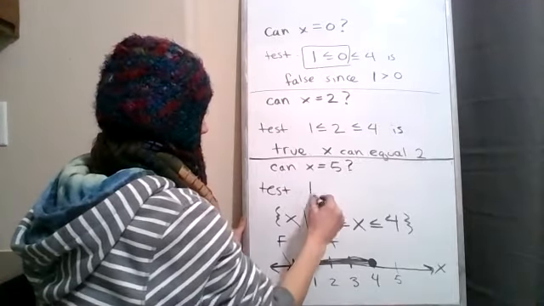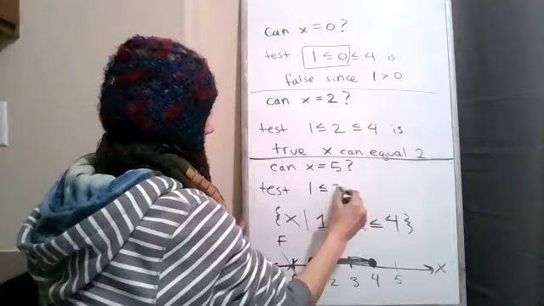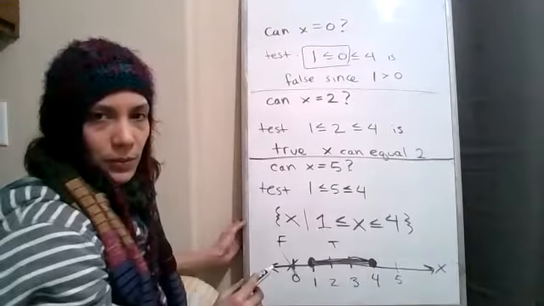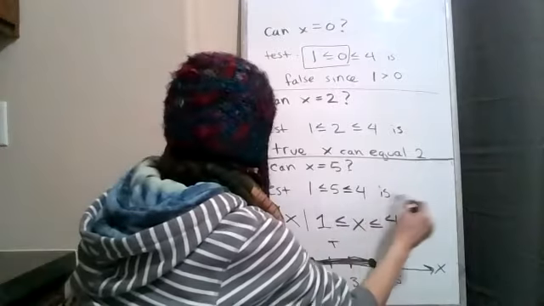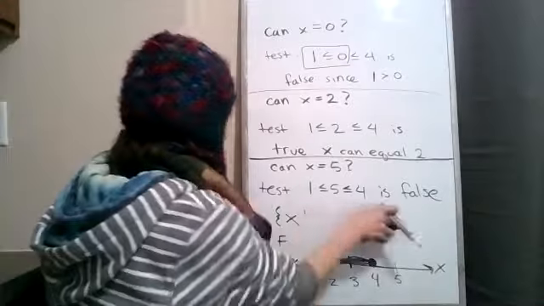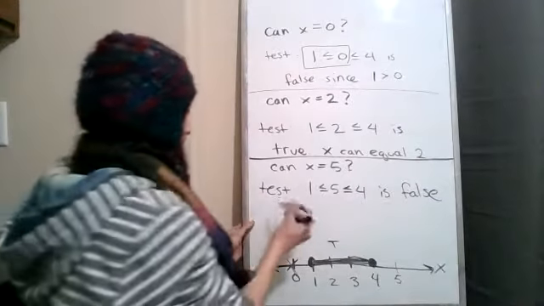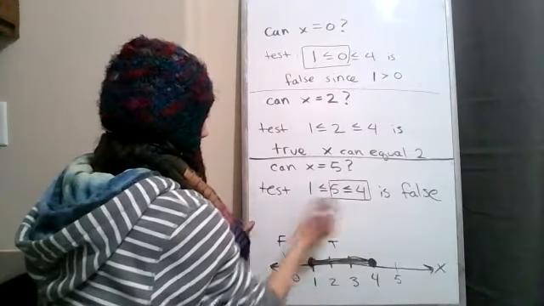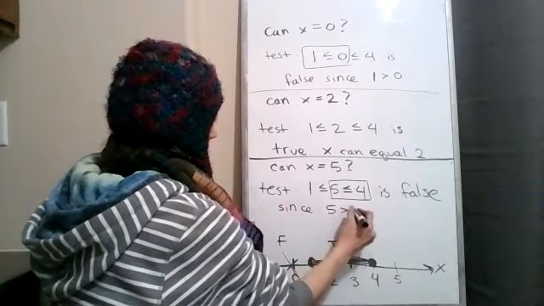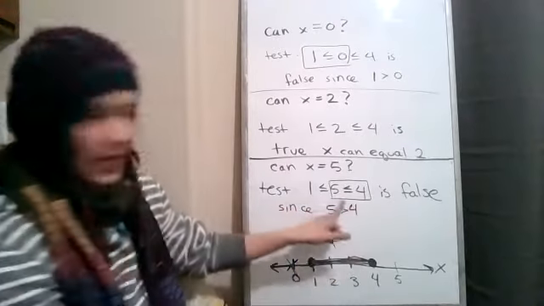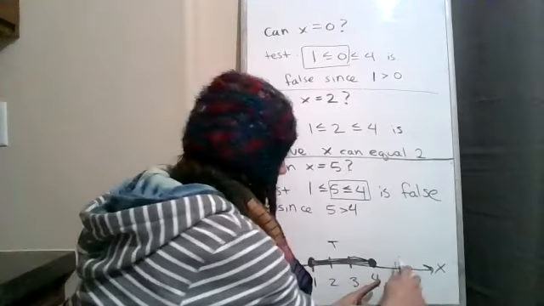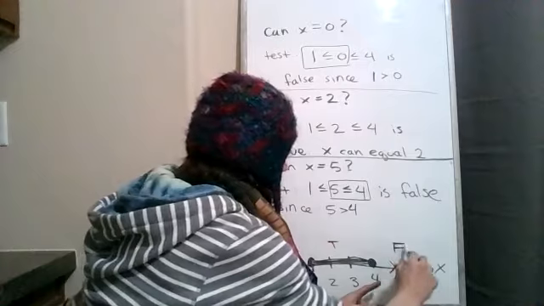Okay, we've got 1 less than or equal to 5, which is true, but 5 less than or equal to 4 is not true. 5 is greater than 4. It's not less than or equal to 4. So that's a false statement for this area. It does not work. This side's false.